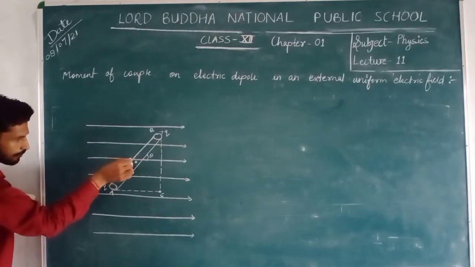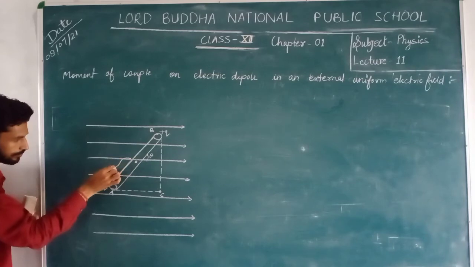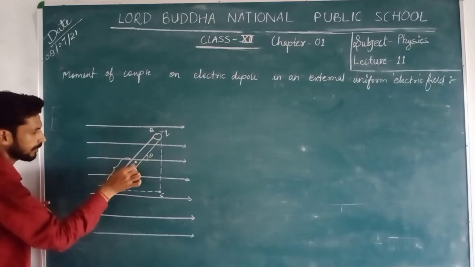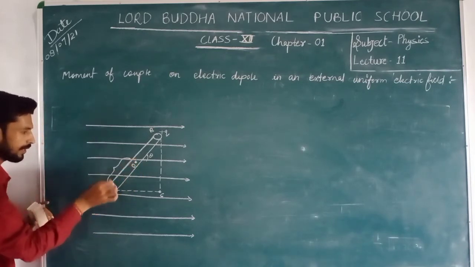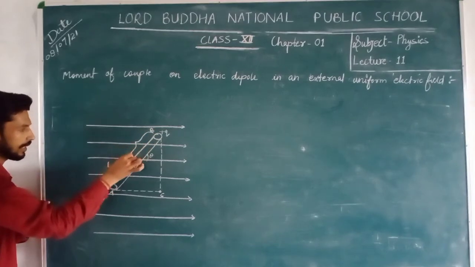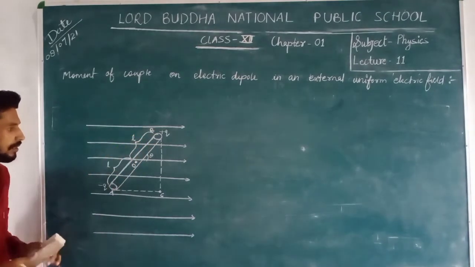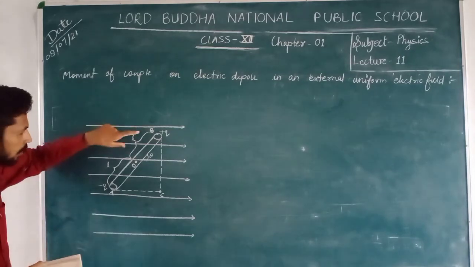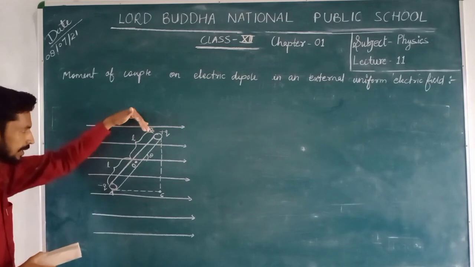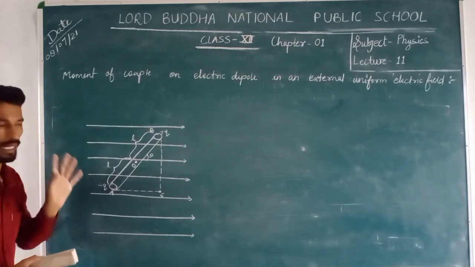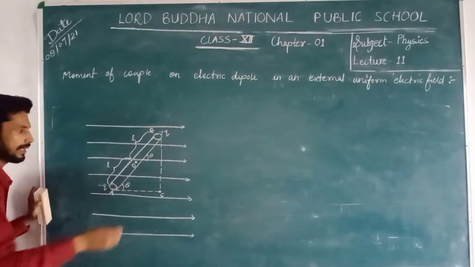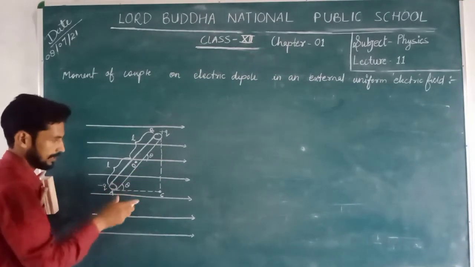Because we know that this length, suppose this is the point O, the midpoint. So OA is L, and also OB is L. Clear that? So OB is L, also AO is L, because the total length of the electric dipole is 2L. So in this case, if this angle is theta, then that will be the perpendicular and this is the base.